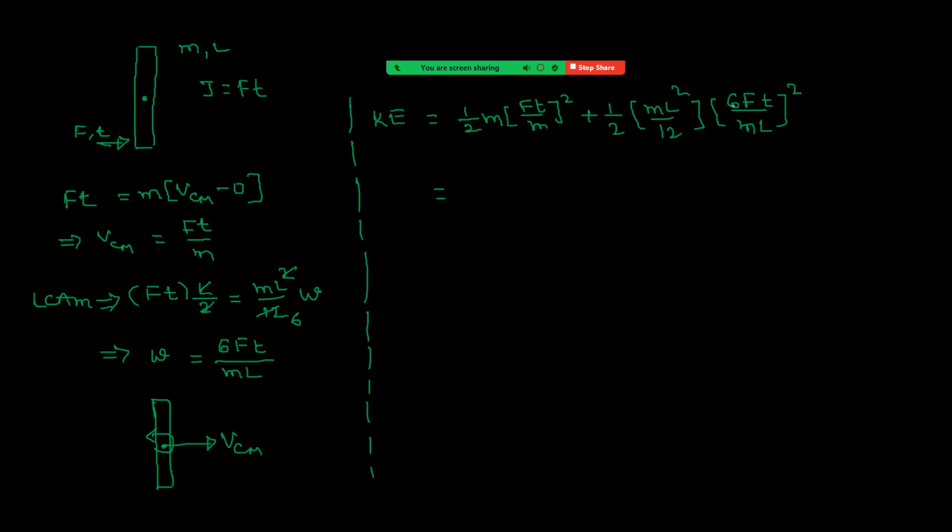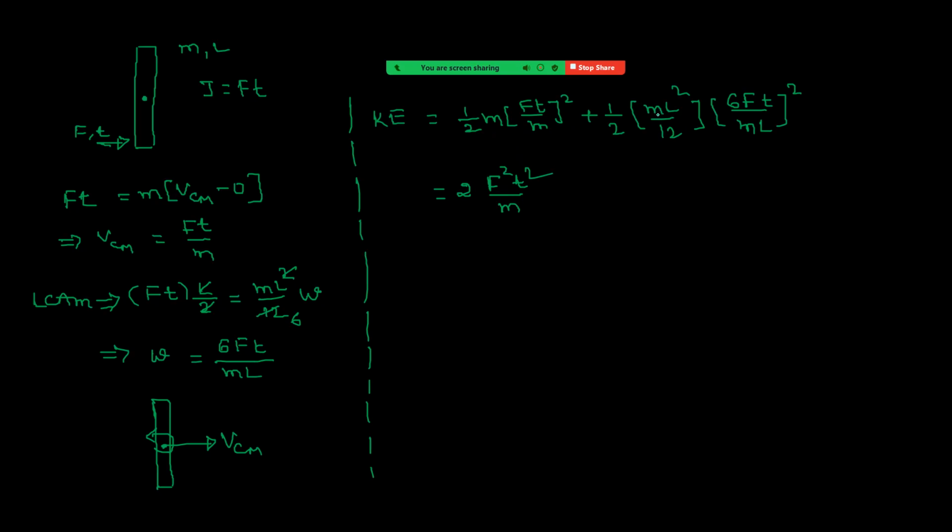Half I omega square. Okay. Right. 6 square 36. This is 12. 3 times. So 3 by 2. 3 by 2. 1 by 2. That is 2. Remaining is now, see carefully. F square T square. You can take it outside. What else left? M square and M. One M is left here.